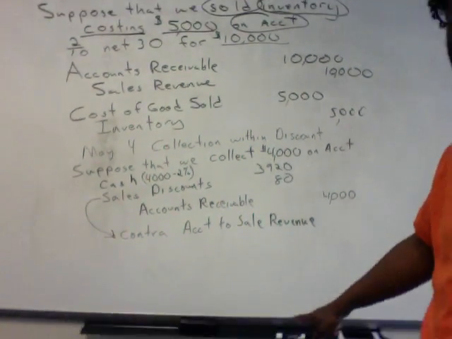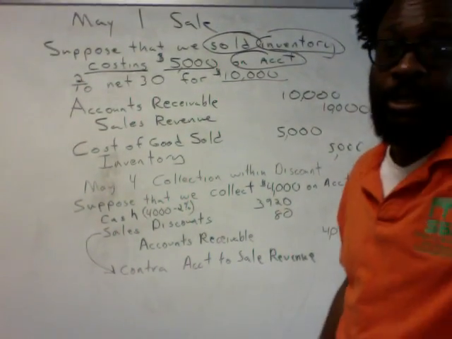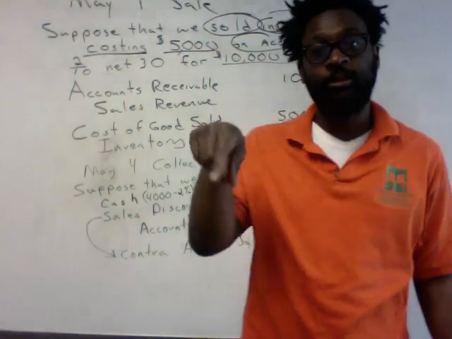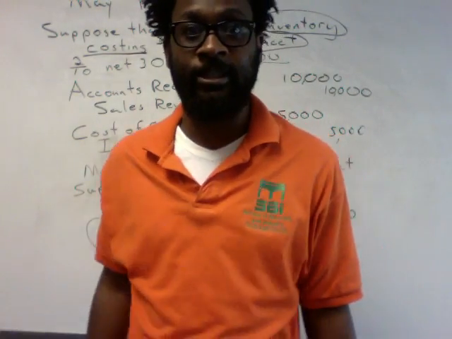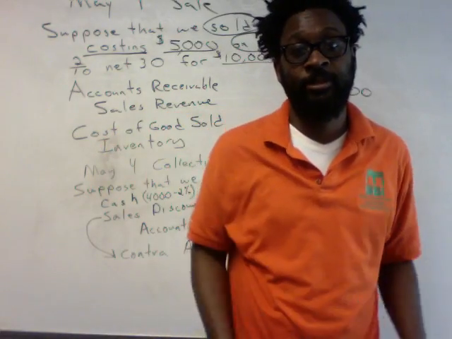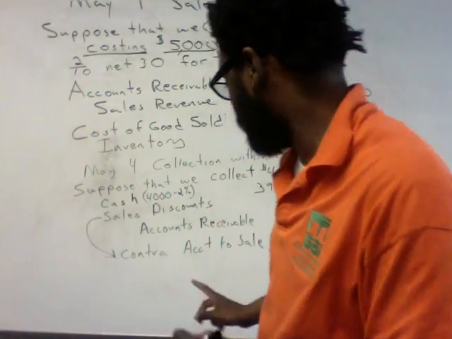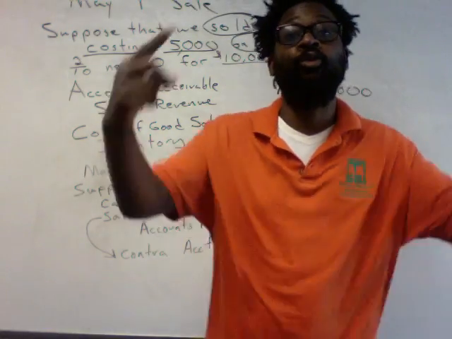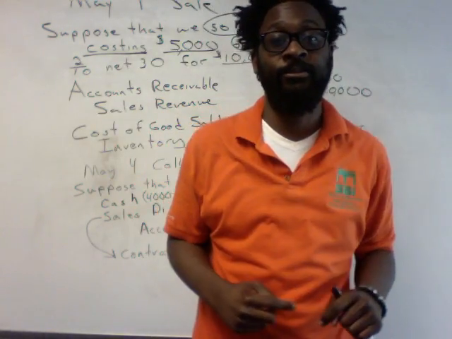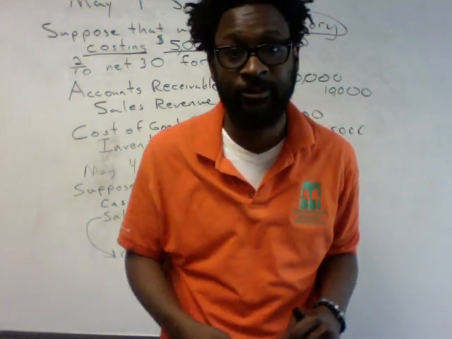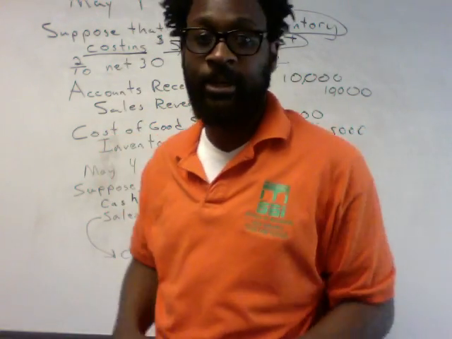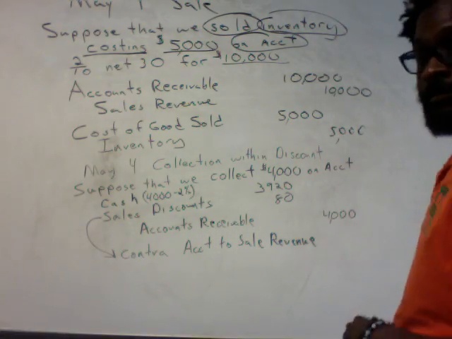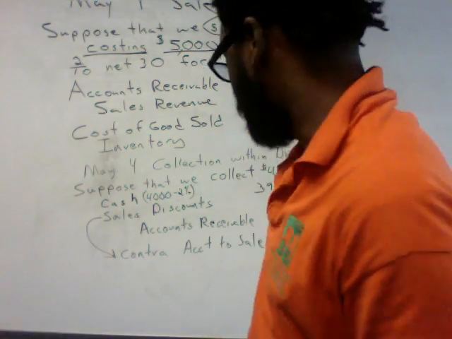And so it's going to do what to sales revenue? Naturally, it should decrease sales revenue. Now, sales revenue belongs on which financial statement? The income statement. So where should sales discount belong? It should belong right under sales revenue. And it's going to do what to sales revenue? Decrease it. So you should subtract it. Okay? Let's move on.